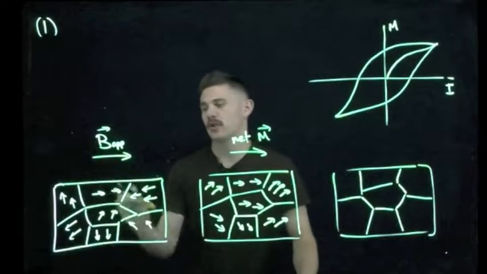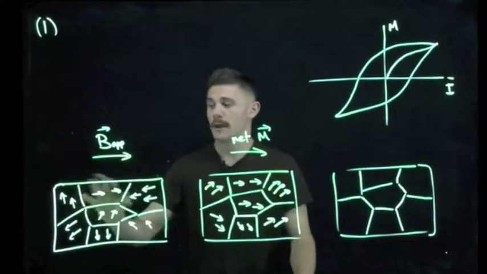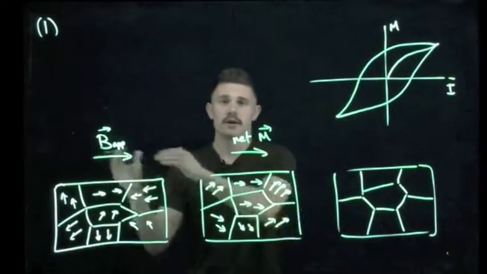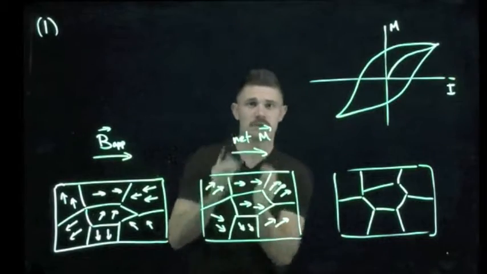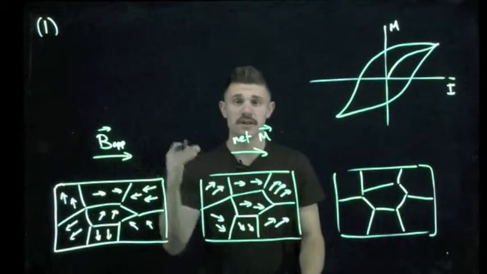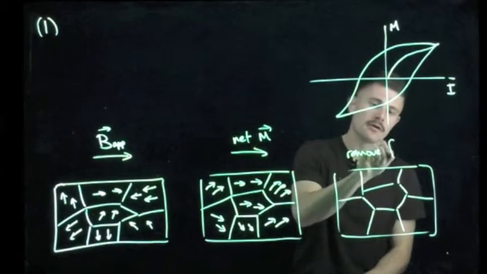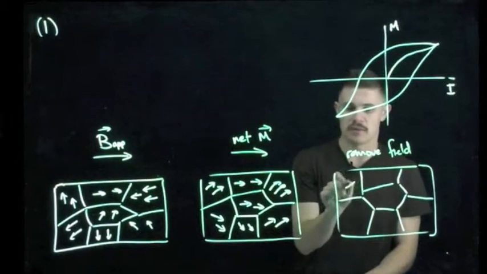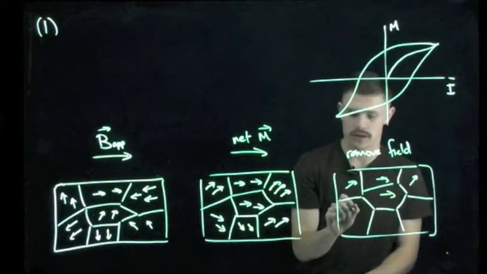So originally we had all these domains lined up in random directions with a random dipole magnetization. Once we apply our magnetic field, the magnetic moments will shift to be preferentially aligned with that applied field, and when we remove the field, we see the same thing. So I'll just draw the arrows as kind of an average in each domain here.